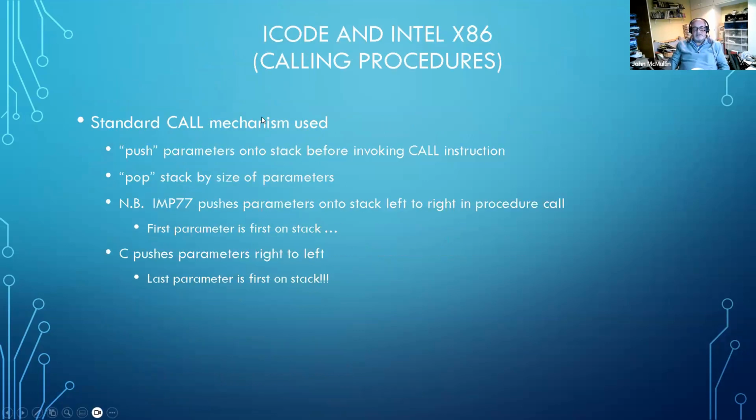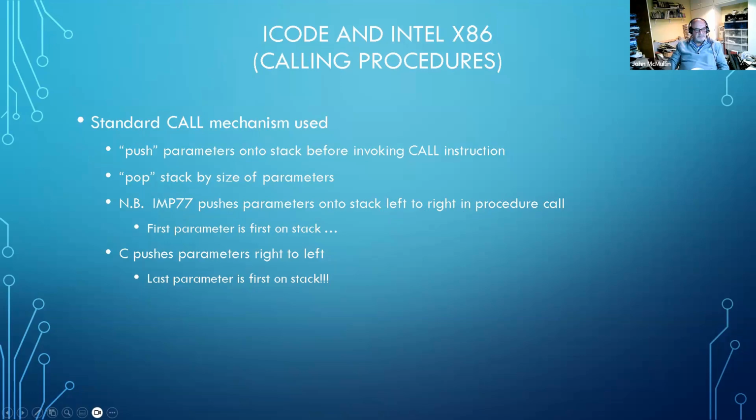Standard call mechanism: push parameters onto the stack before invoking a call, then pop the stack by size, by however many parameters and the size of the parameters. However, danger: Imp pushes parameters onto the stack from left to right in the procedure call.